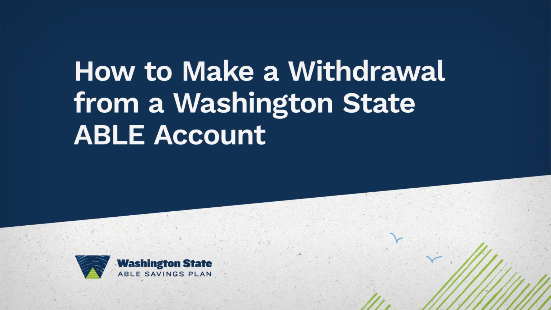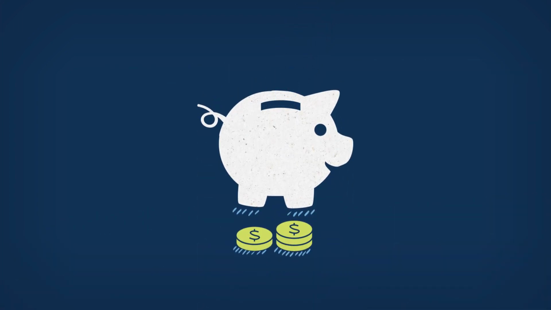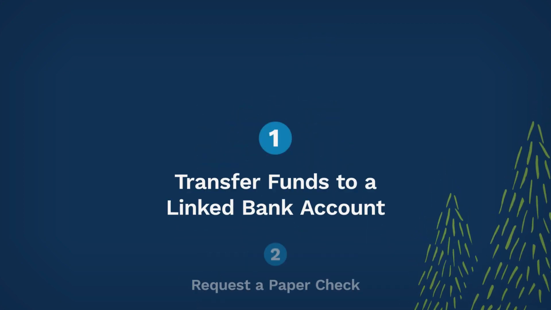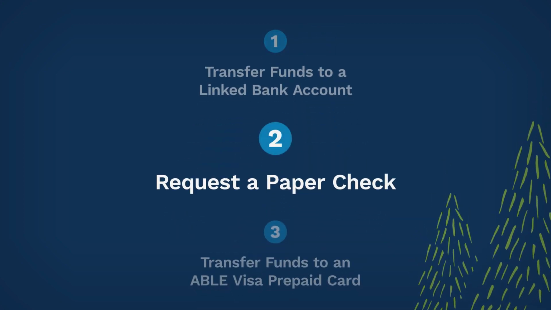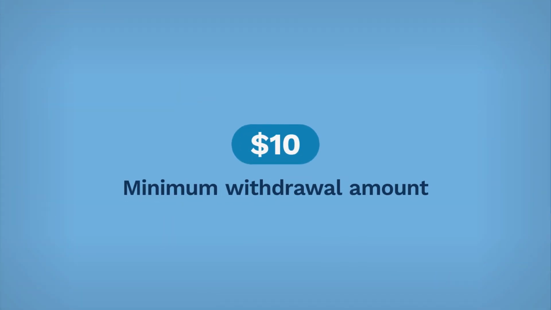Want to make a withdrawal from a Washington State ABLE account? In this video, we'll give you an overview of the withdrawal process. There are 3 ways to make a withdrawal from an ABLE account. You can transfer ABLE account funds to a linked bank account, request a paper check, or transfer funds to an ABLE Visa prepaid card. The minimum withdrawal amount for any option is $10.